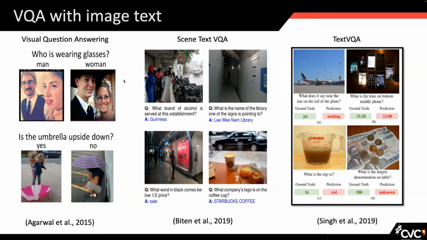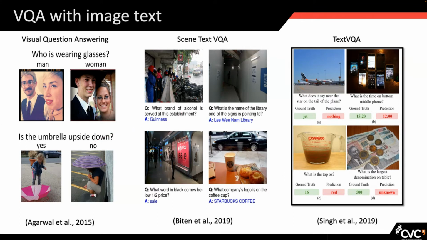So first of all, what is a VQA? VQA stands for visual question answering, which is the task of, given a question and an image, you have to answer basically. So in this example, who is wearing glasses? And this is the image, then the answer has to be man. And if this is the image, then the answer has to be woman. Or is the umbrella upside down? The answer is yes or no. And it can be any type of question, it doesn't have to be yes or no. It could be anything about the visual scene, basically.